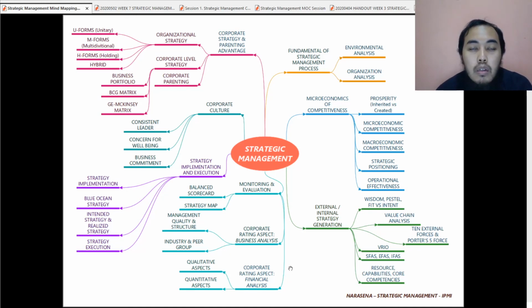And also the most important one is the corporate rating aspect, which is the financial analysis. It has a qualitative aspect and also a quantitative aspect. The quantitative aspect is like profit, EBIT, EBITDA, and so on. And the qualitative aspect is how we use the financial data to implement the next strategy, or how we analyze the data from our subjective perspective.